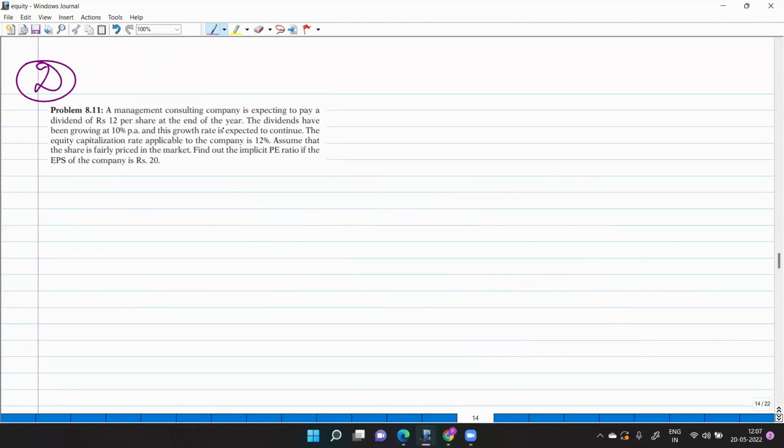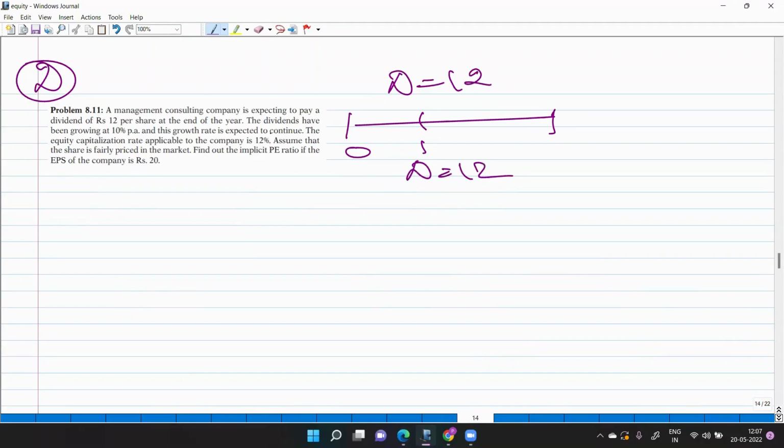A management consulting company is expecting to pay a dividend of 12 per share at the end of the year. Again, if I make a timeline, I'm standing here at the end of year 1, I am expected to get dividend of 12. The dividends have been growing at a rate of 10%, and this growth rate is expected to continue. The equity capitalization rate applicable is 12%. Assume that the share is fairly priced in the market.